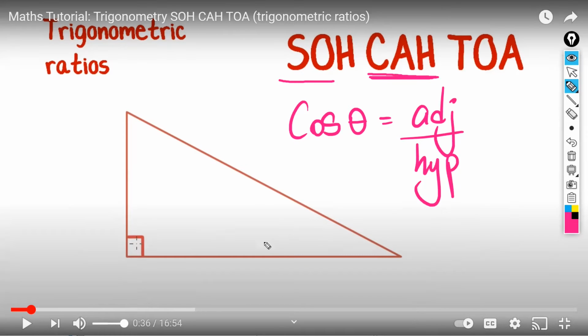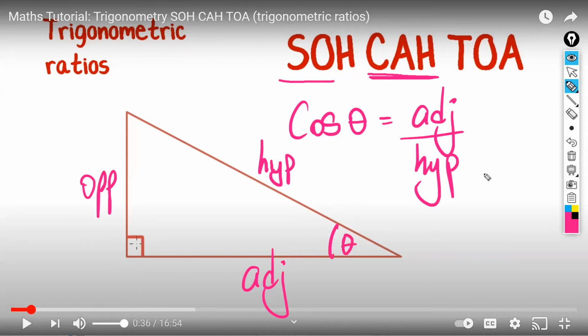And what is the adjacent side, guys? The adjacent side is the side that forms the angle with the hypotenuse. So this is the hypotenuse over here. The hypotenuse is always the longest side as well, guys. And down here is the adjacent side. So this is the opposite side, and this is the adjacent side. Why? The angle is right here.